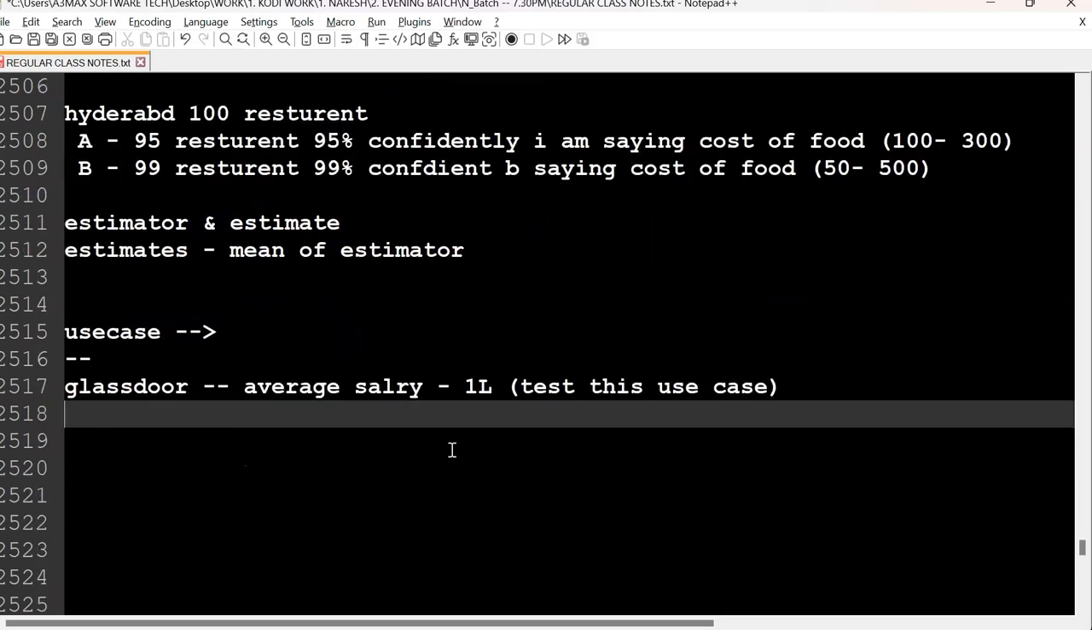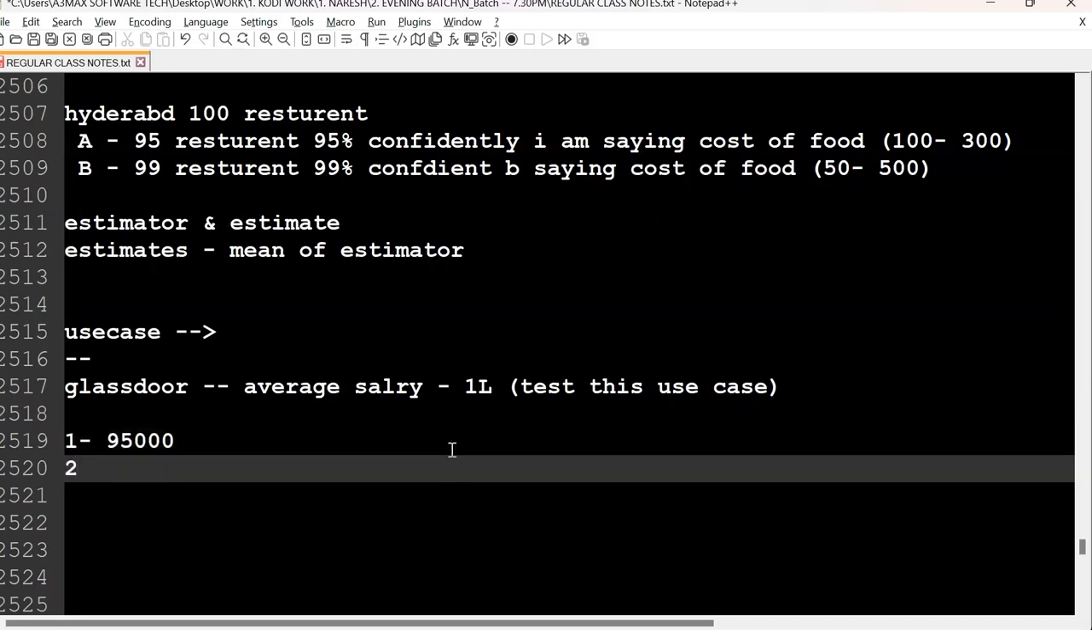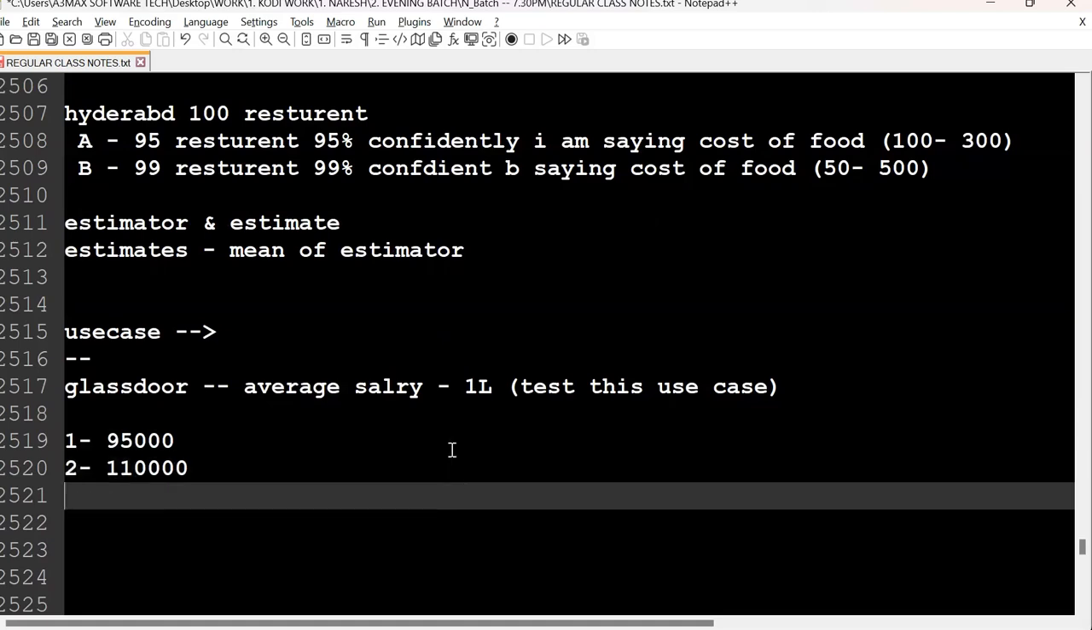You will ask 10 data scientists. You will ask the first data scientist. He said, okay, 95,000 is the average data scientist salary. Now the second one, you can say 1 lakh 10,000 is the data scientist salary. So guys, do you understand?